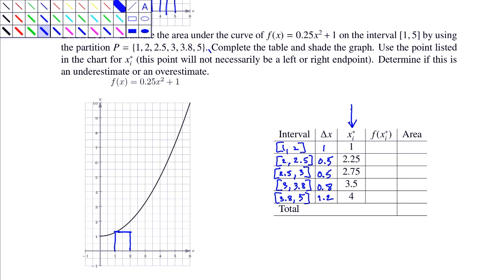The next subinterval goes from 2 to 2.5, but its height is based on the height at x equals 2.25. So that's the middle of this. So we're going to go up in the middle, and it's going to be here as the height. So it's not a left or a right rectangle. Same thing for the next one, 2.5 to 3, but the height is based on the middle of that, 2.75. So we go up in the middle.